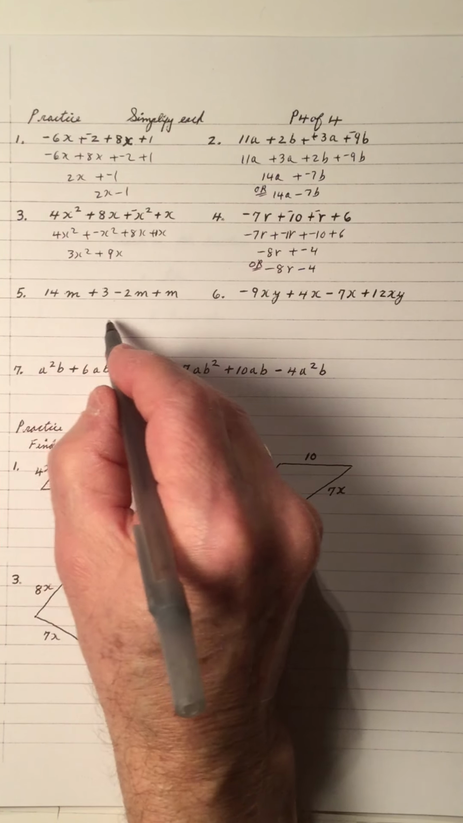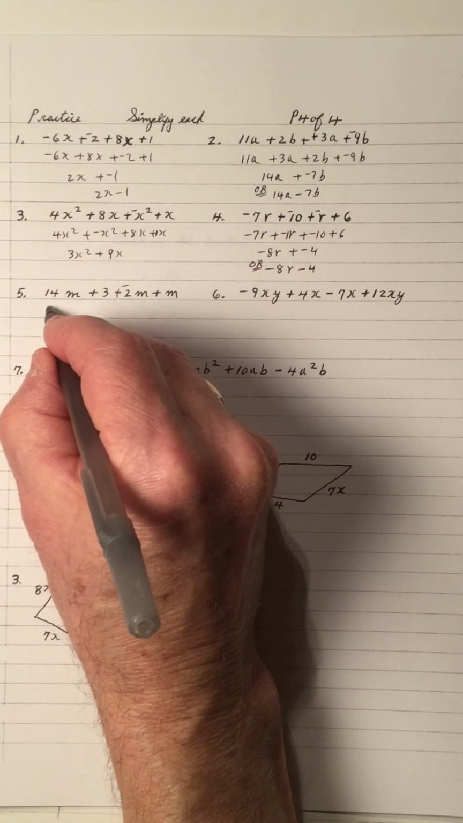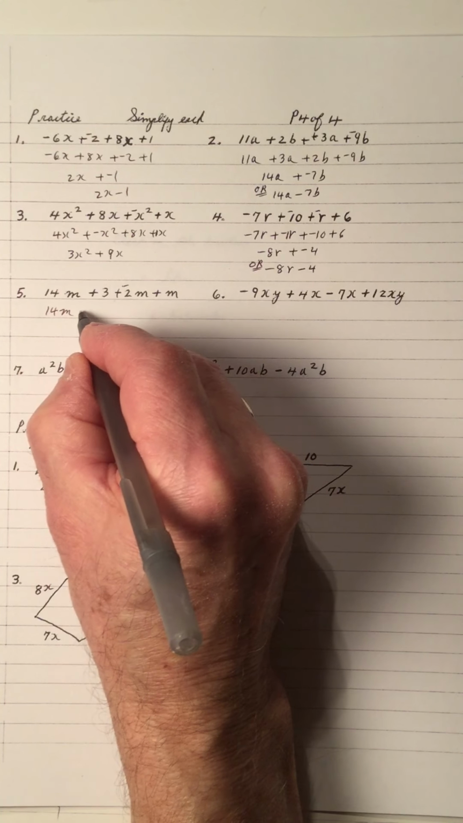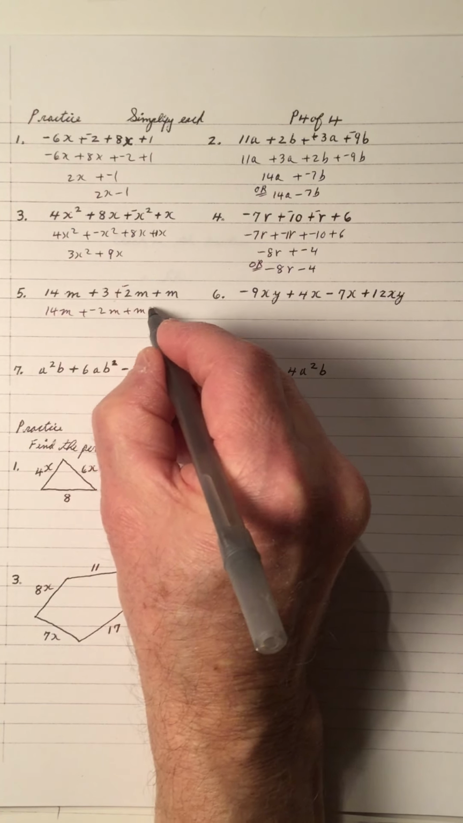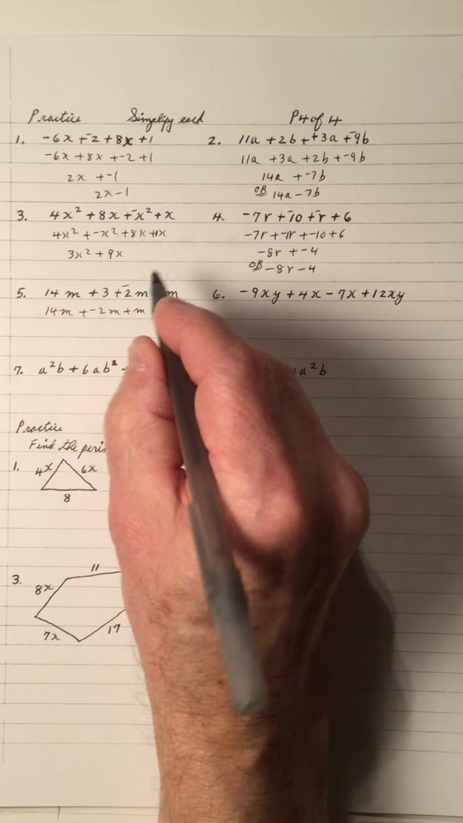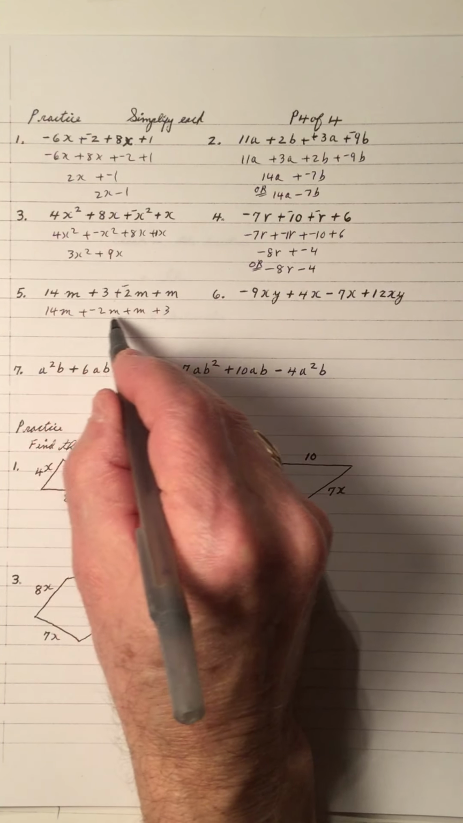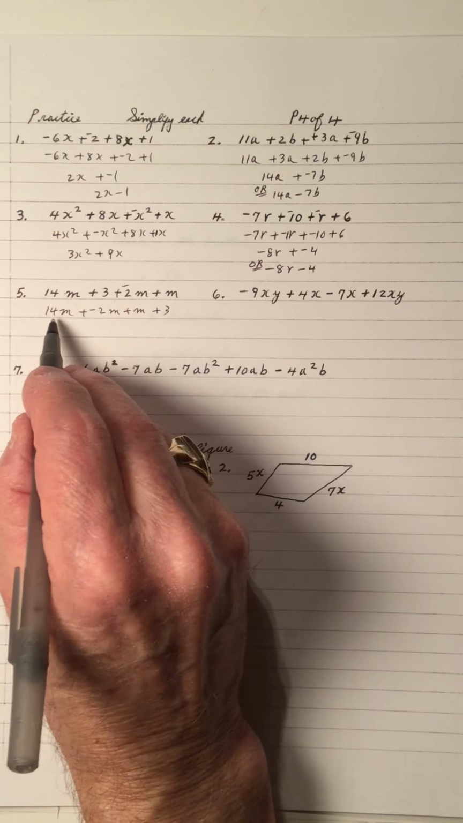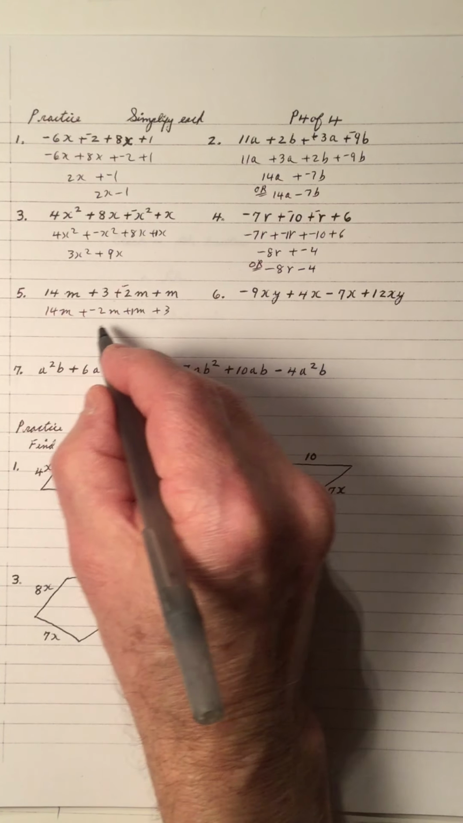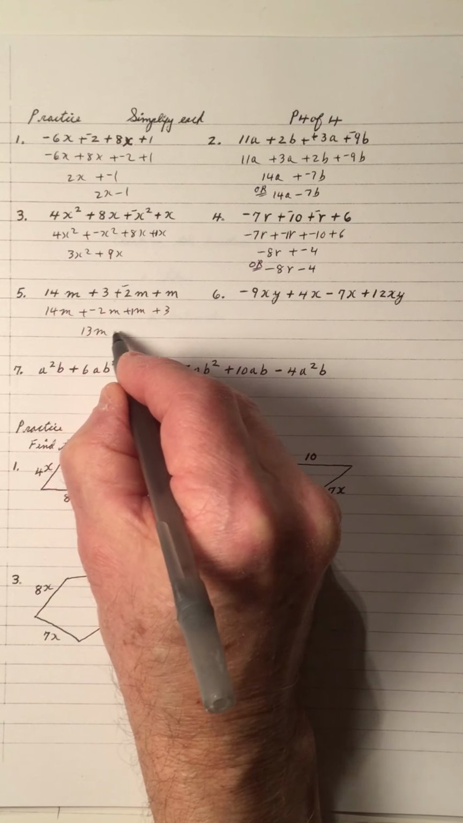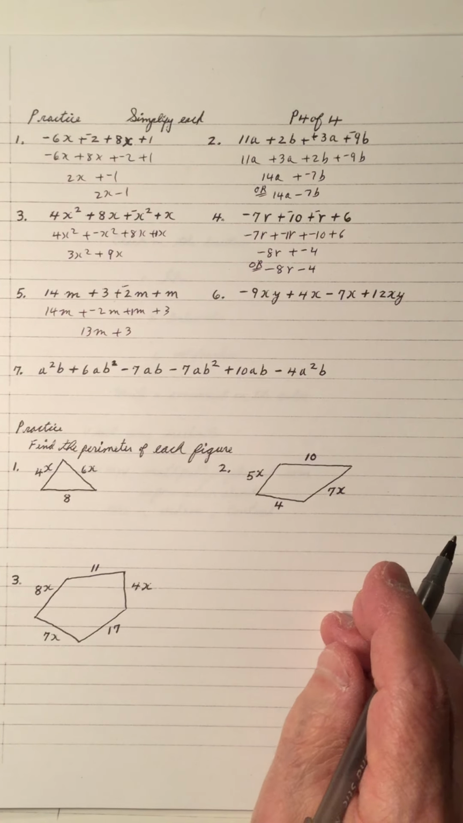Number 5, I have plus a negative again, done. And I have 14m plus negative 2m plus m, and the 3 goes last because I put the m's together. I have 1, 2, 3, 4 terms. Yep, we got them all. And 14 negative 2 is 12, and that's a 1 understood, so that's a 13m, and there's no more numbers to go with the 3. Just leave the 3 by itself.